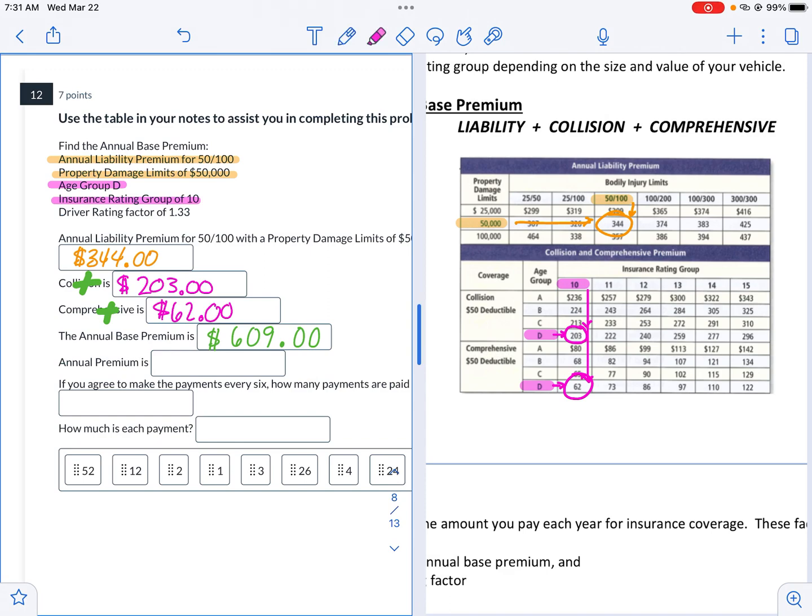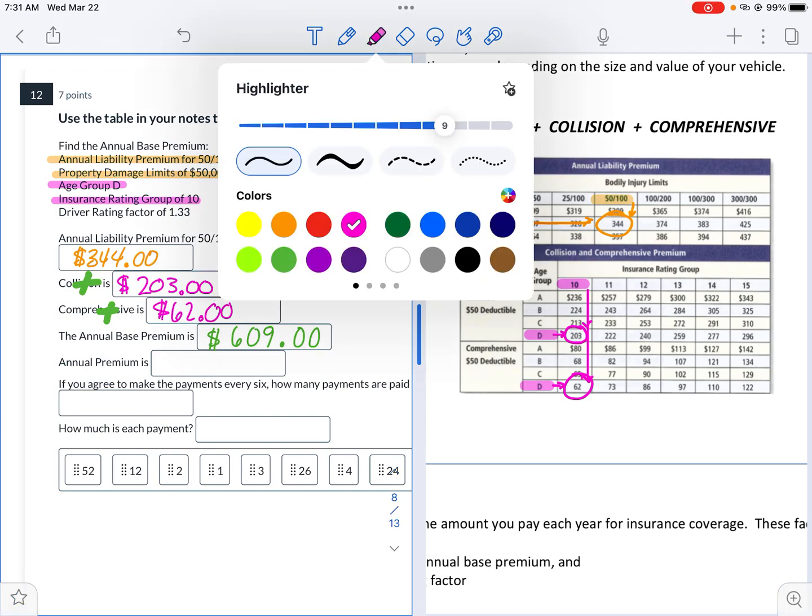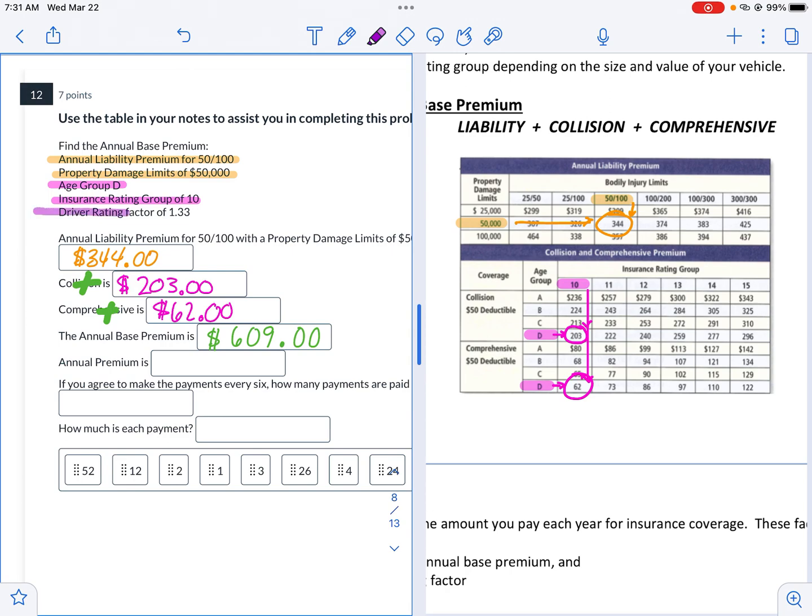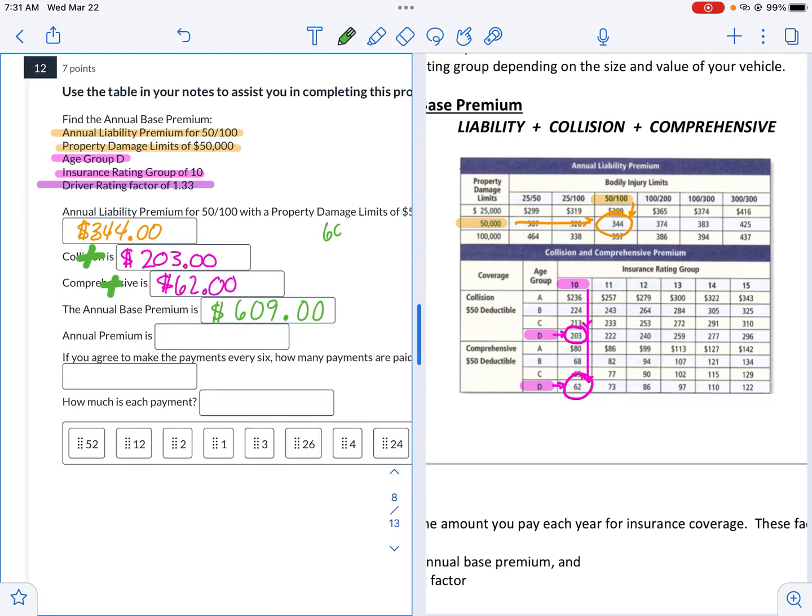Okay, so now I am going to go to the driver rating factor, and I'm going to take the answer I just got, which was $609, and I am going to multiply it by 1.33. Okay, so we're going to go times 1.33. And we're going to get $809.97.